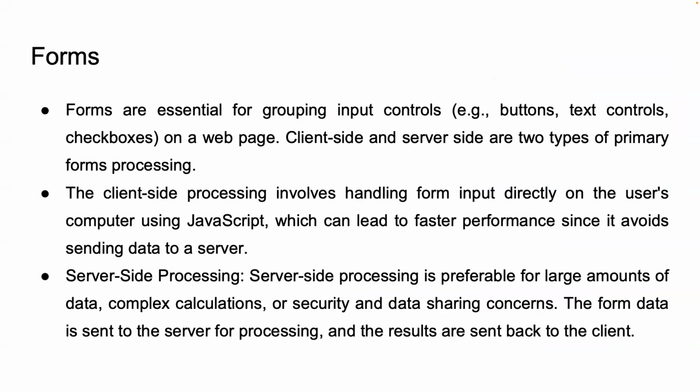So let's quickly look over forms. Forms are essential for grouping input controls like buttons, text controls, and checkboxes on a web page. Client side and server side are the two primary types of form processing. Client-side processing involves handling input from the users directly using JavaScript, which can lead to faster performance since it avoids sending data to the server. Server-side processing is preferable for large amounts of data, complex calculations, or security and data sharing concerns. The form data is sent to the server for processing, and the results are sent back to the client.